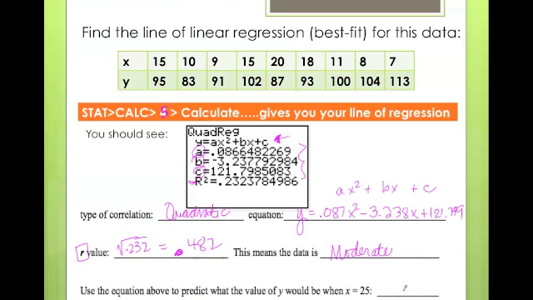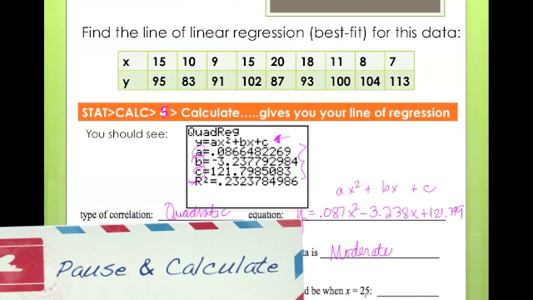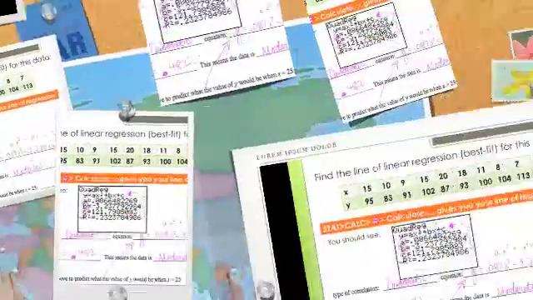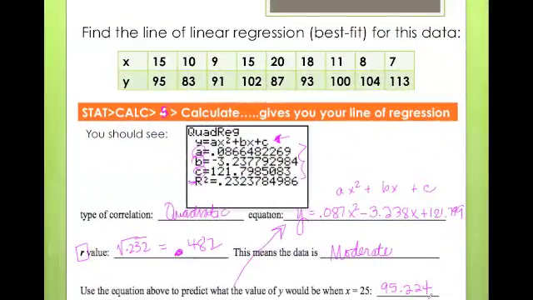So use the equation that you did right up here to find what y would be when x is 25. So what you're going to do is you're just going to put 25 into this equation. So pause your video and do that. And here's the answer, 95.224.